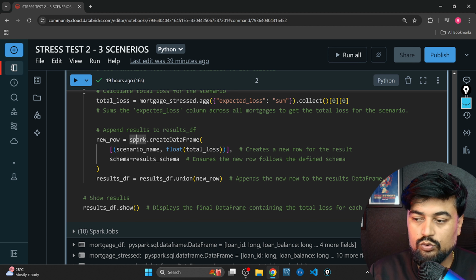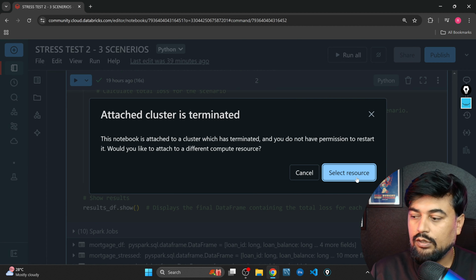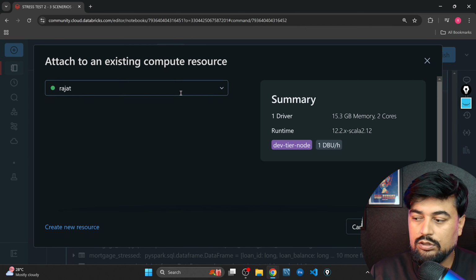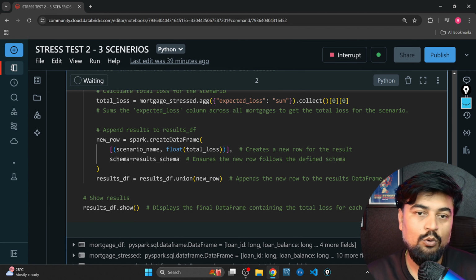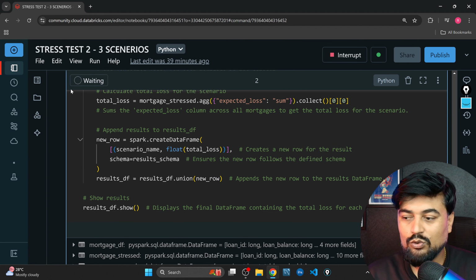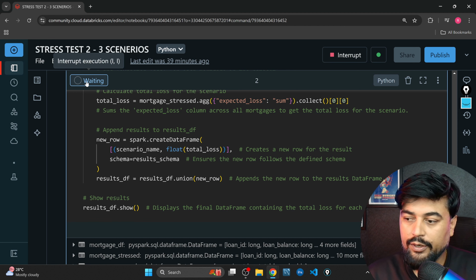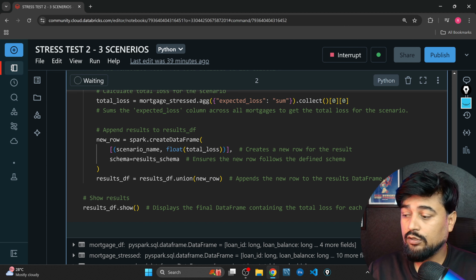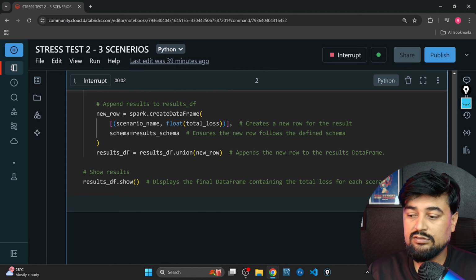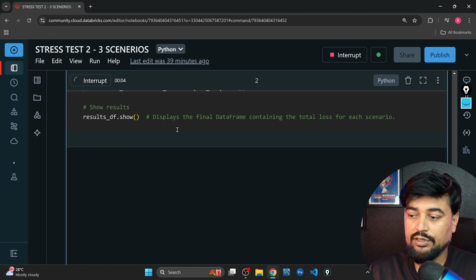Now let me select this code and run this. This will run on this cluster which is named Rajat. You can create your own cluster with your own name or whatever you want to do. So I just ran this code in PySpark. It's running at the moment. Let's wait for a couple of seconds. You'll see the output down. It's running. It's creating the output here.